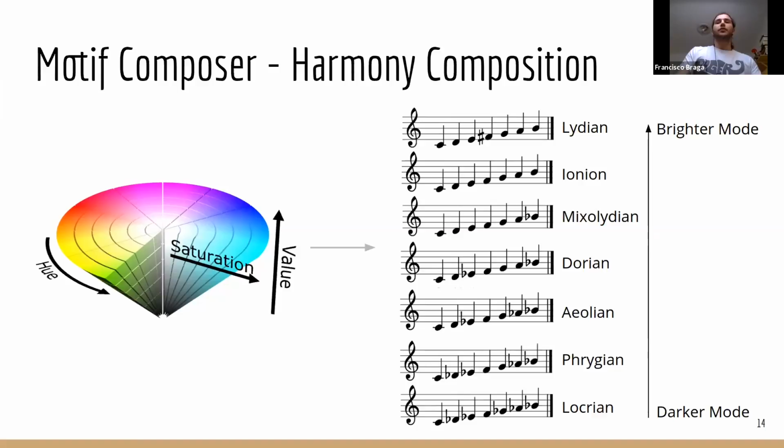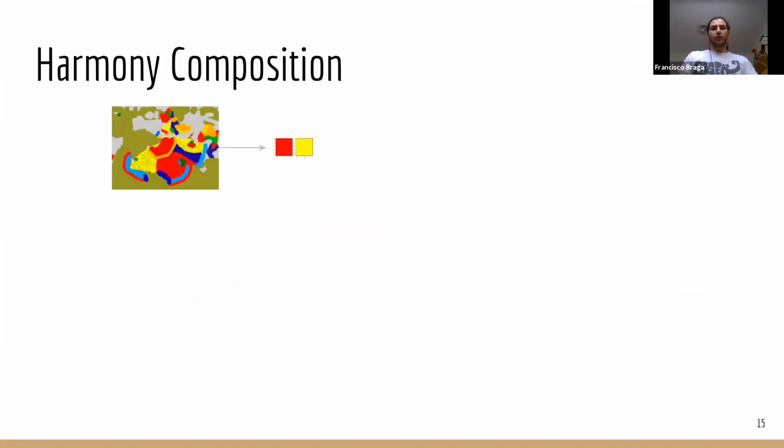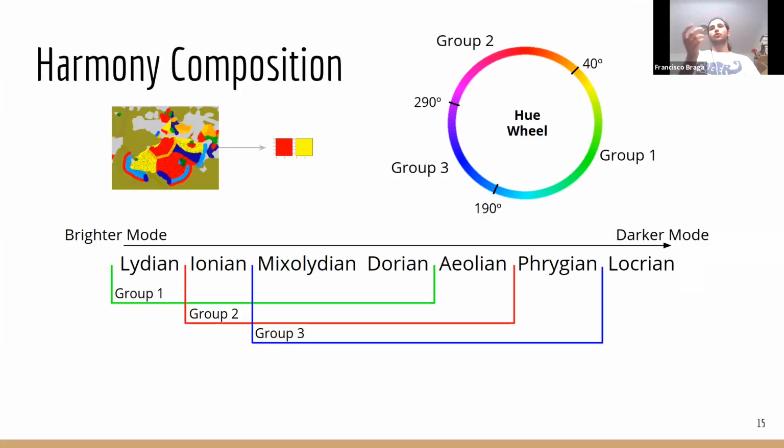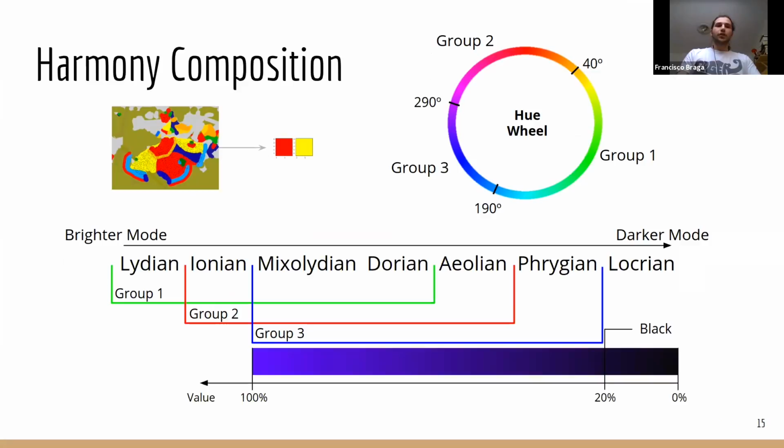So we took from each segment the two most common colors, and we divided the hue wheel into three groups. Each group will be associated to a range of modes. Group one is the brightest, group three is the darkest. And in all groups, if the value is below 20%, we consider it to be black, and we immediately associate it with the darkest mode, Locrian. The opposite occurs when the value is above 20% and the saturation below 10%: we consider it to be white and associate it with the brightest mode, Lydian.